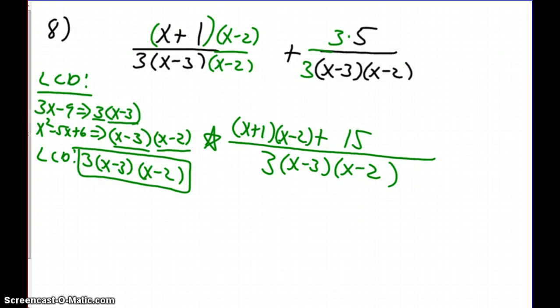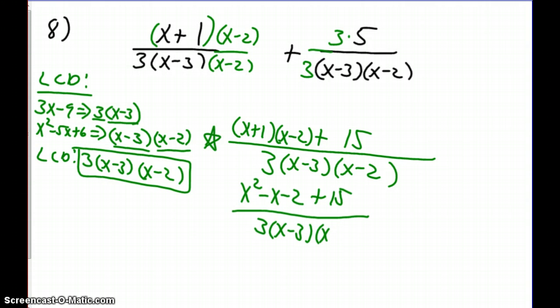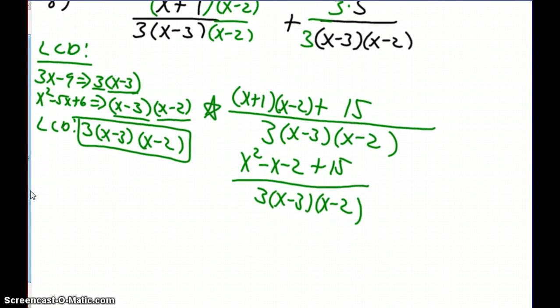All right, now I'm going to clean up the top. I'm going to FOIL the top. So I'm going to get what? x squared minus x minus 2, and then add 15, over the common denominator. Okay, now let's combine our like terms. So what are we going to get? x squared minus x plus 13 over (x - 3)(x - 2).